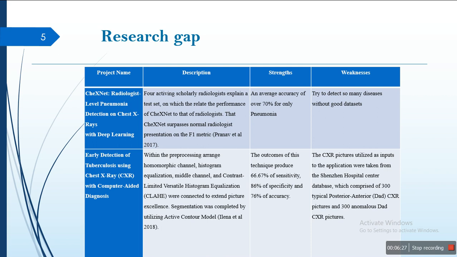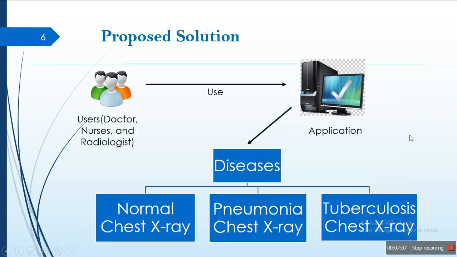The segmentation was completed using ACM, that means active contour model. The outcomes of this technique were sensitivity 86 and accuracy 76, but the X-ray pictures used as input to the application were taken from a hospital database comprising 300 typical X-ray images. This is the research gap of this project.